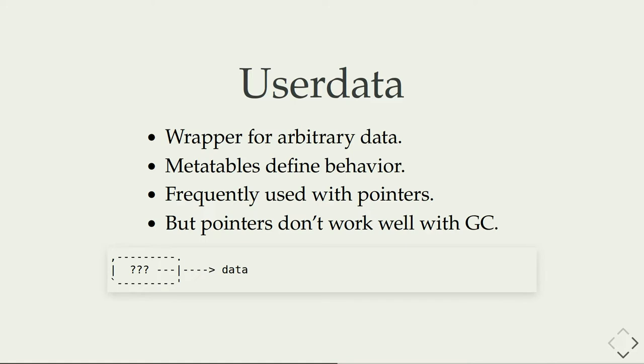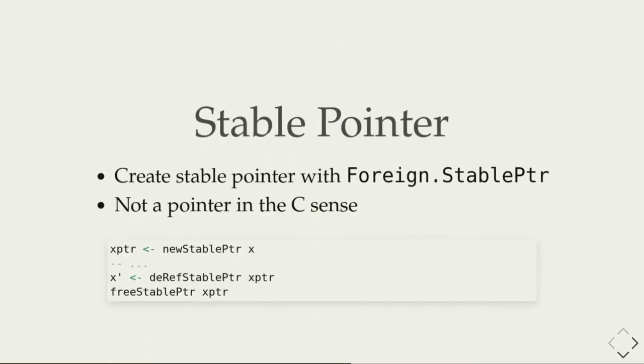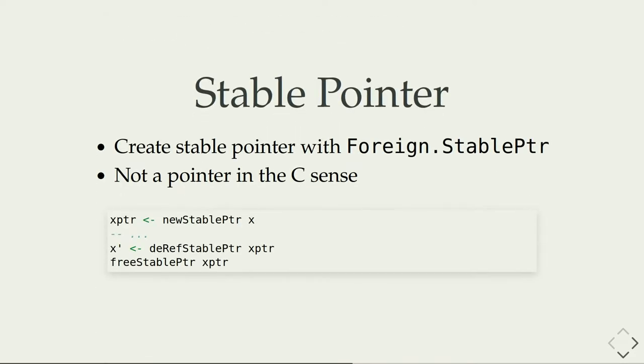So, usually those are used with pointers, but pointers don't work all that well in a garbage collected language, because the garbage collector may move things around and then the pointer suddenly points to some memory that's no longer valid and things go bad really quickly. But Haskell has a solution for that.